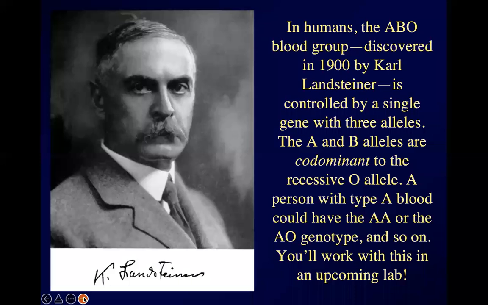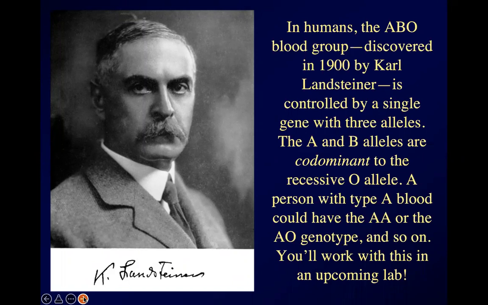Ew, BO. If you have type AB blood, your genotype is AB, one copy of the A allele and one copy of the B allele. And if you have type O blood, your genotype must be OO. You'll work with this a lot more in an upcoming lab.